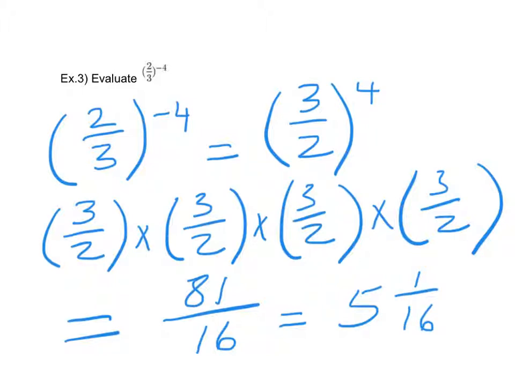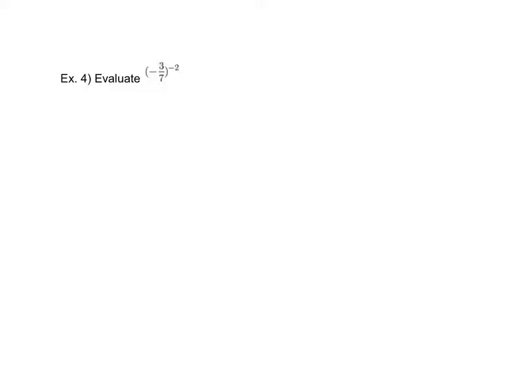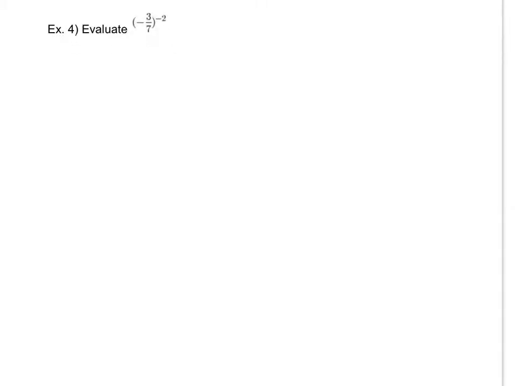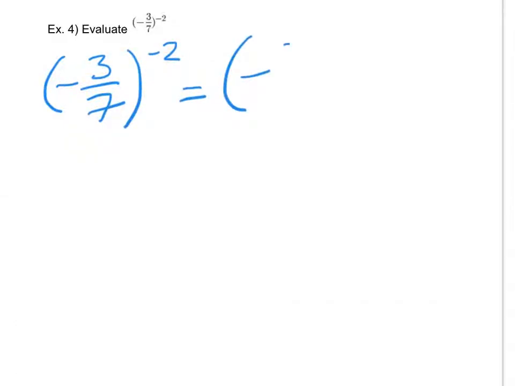Right, let's have a look at another one. This case. So remember that the minus just means you flip the thing upside down. So if it's 4, it becomes 1 over 4. If it's 3/5, it becomes 5/3. So I'm going to write it out again. So we have minus 3 over 7 to the minus 2. So that is the same as minus 7 over 3 to the 2. The minus just means flip.